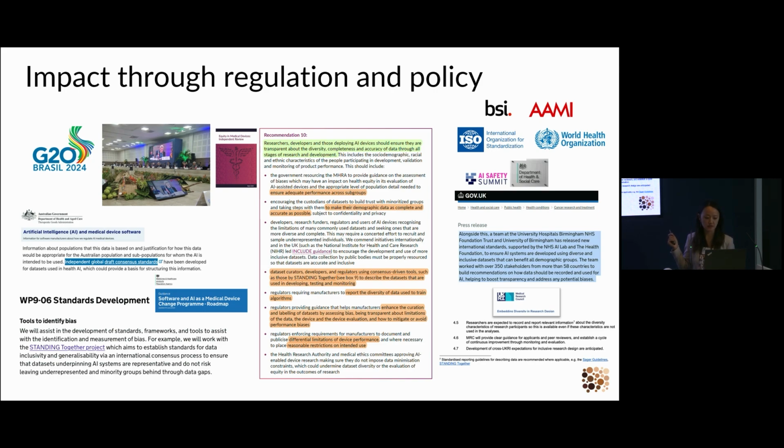The MHRA, which is a UK regulator, has specifically referenced Standing Together in their standards development work package of software and AI as a medical device. Two weeks ago, it was called out at the G20, which was pretty cool. Unbeknownst to us, we don't know who called it out, but that was nice. And it was also referenced at the AI Safety Summit last year.